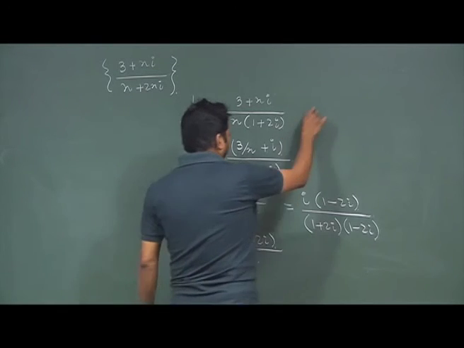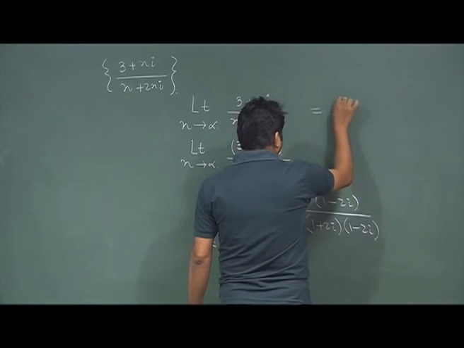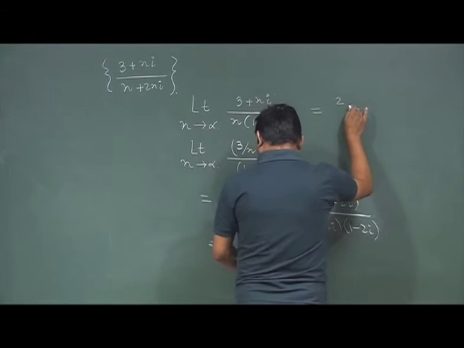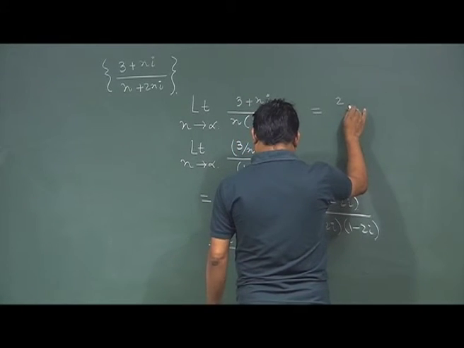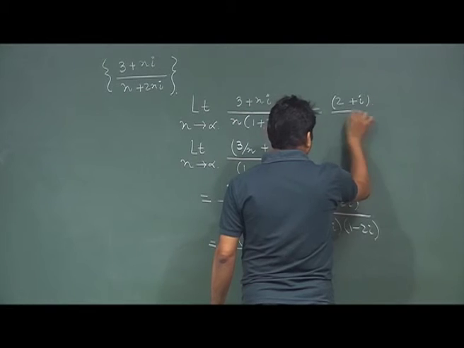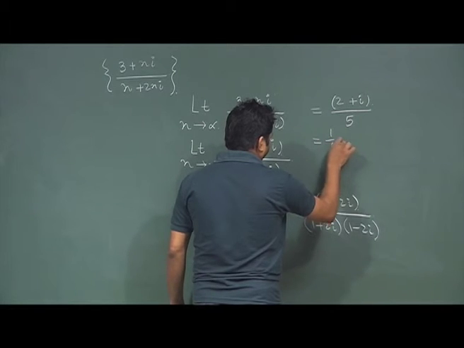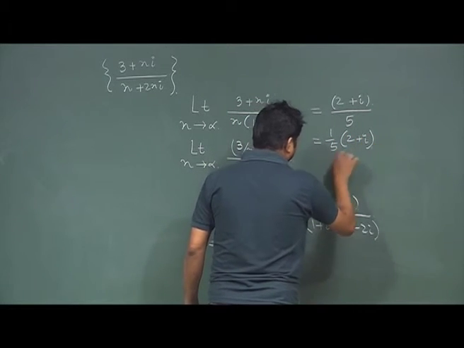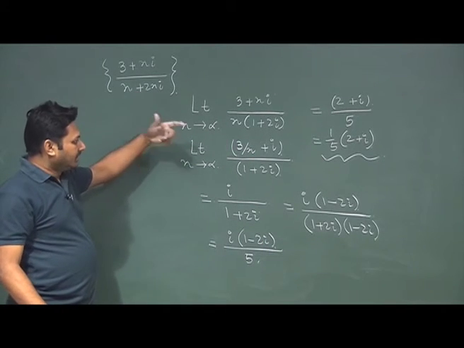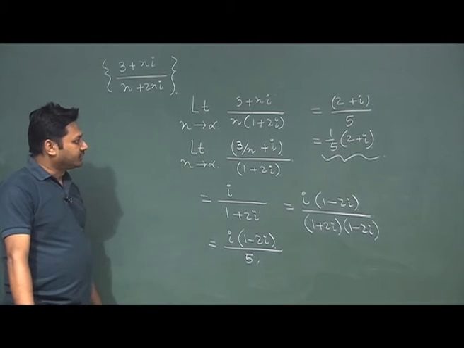So, then the limit is something like, if I multiply the numerator, it should be 1 into 2, 2, plus i, by 5. So, it is just 1 by 5 times (2 plus i). This is the point where this sequence is going to converge. That is the point 1 by 5 (2 plus i), where the sequence is going to converge.